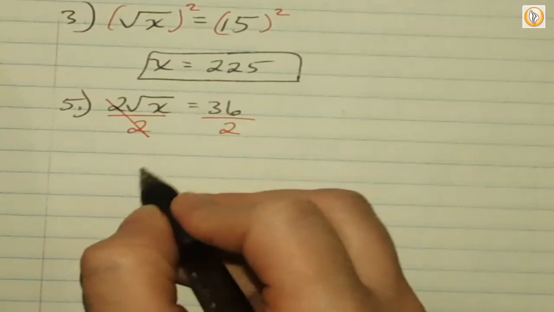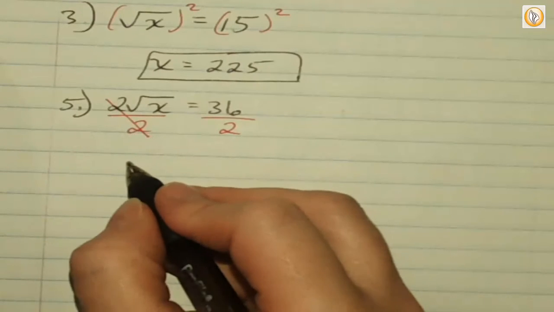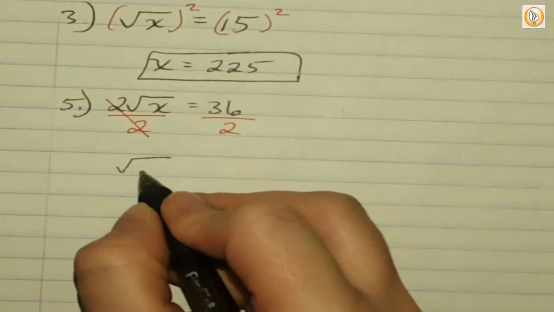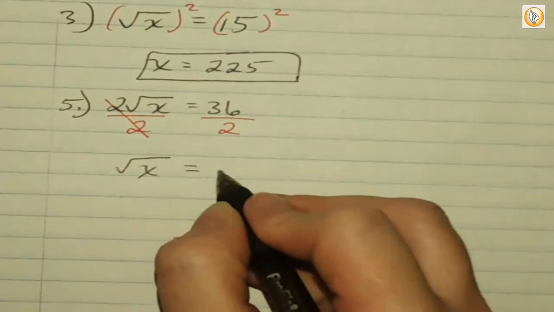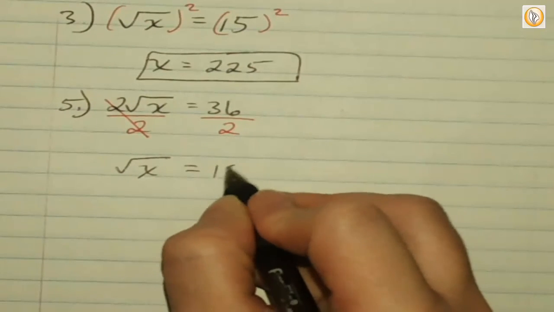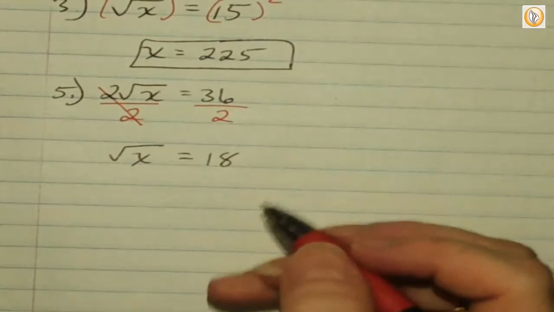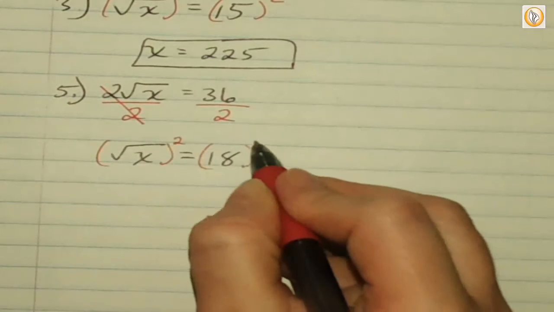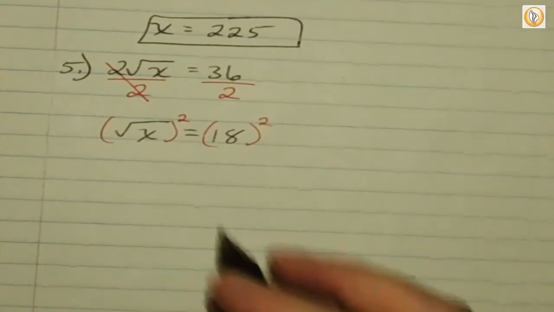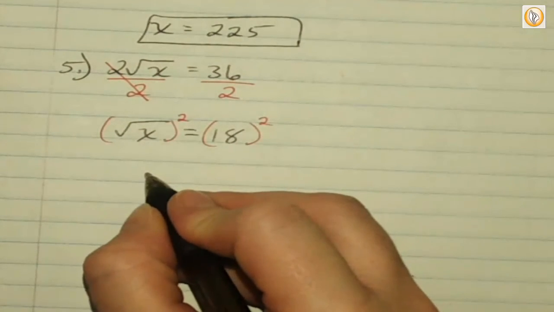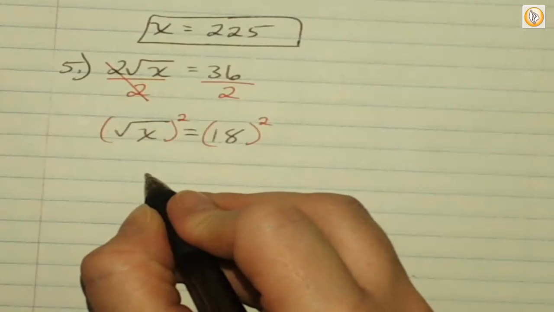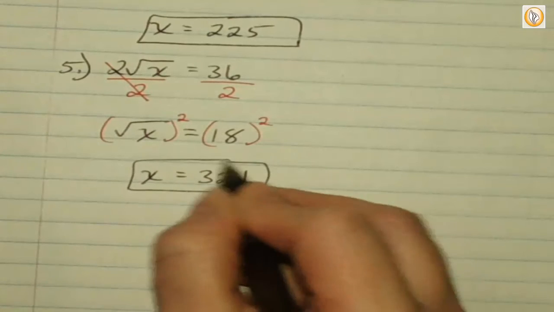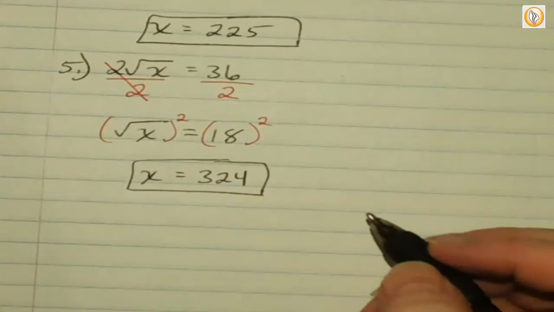We divided, so what do I write now? Radical x equals what? 18. Now what do I do, Izzy? Square everything. And what do I write? I'll tell you the answer if you just tell me what to write. 324. I'll save y'all some time. Any questions about this?